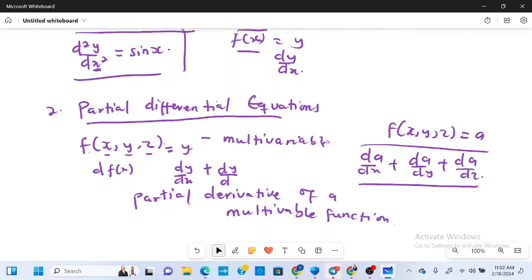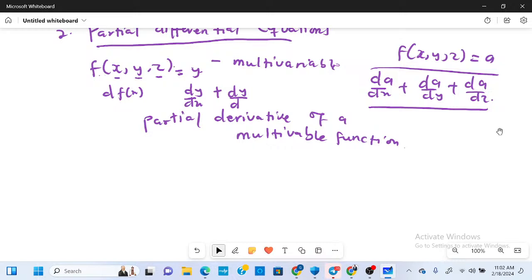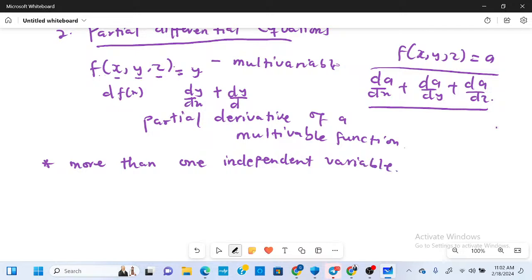In this case, the condition is that there should be more than one independent variable. We can clearly see from our illustration that our dependent variable Y, which is the function, depends on three independent variables x, y, and z. For that reason, if you have any differential equation containing the derivative of a multivariable function, then we will say that equation is a partial differential equation.